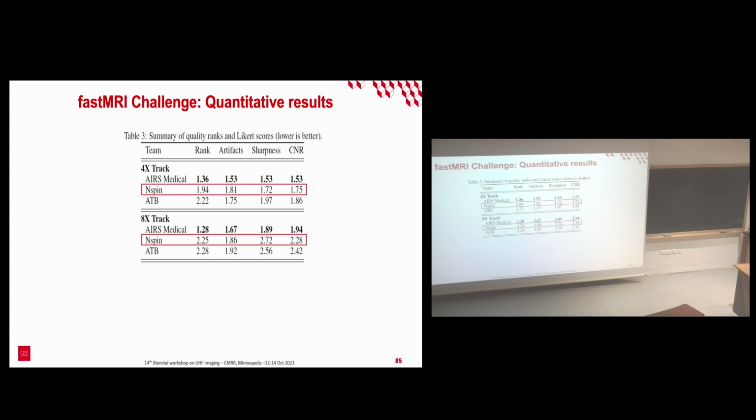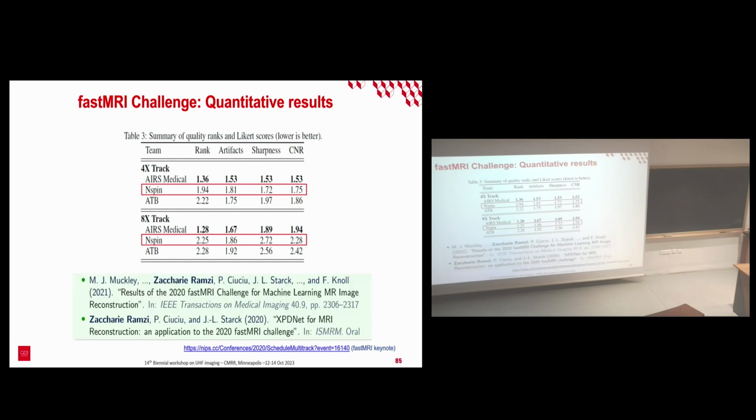And finally, we secured the second spot in the competition with these XPDNet architectures, both for the 4x and 8x tracks. The criteria were based on the amount of artifacts, the sharpness of the images, and the contrast to noise ratio. If you are interested, by just watching the summary of the challenge, here is a video from the 2020 NeurIPS conference. And this is also summarized in these 2 publications, this one dedicated to the challenge itself.